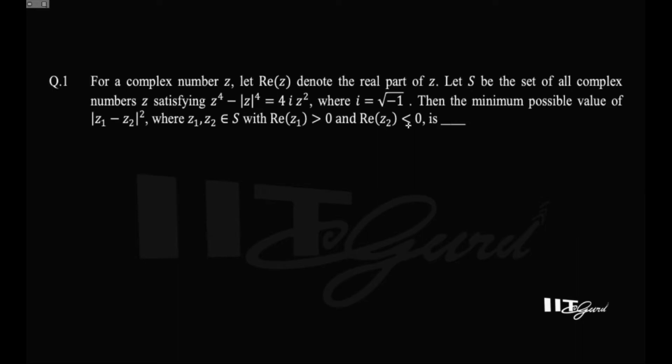is negative. So if you consider Z1 equal to x1 plus iota y1 and Z2 equal to x2 plus iota y2, let's say this is Z1. So x1 is positive, and x2 is negative according to this. So we have to find the minimum value of this. Later on we'll discuss in detail, but first of all analyze this 4 degree identity.